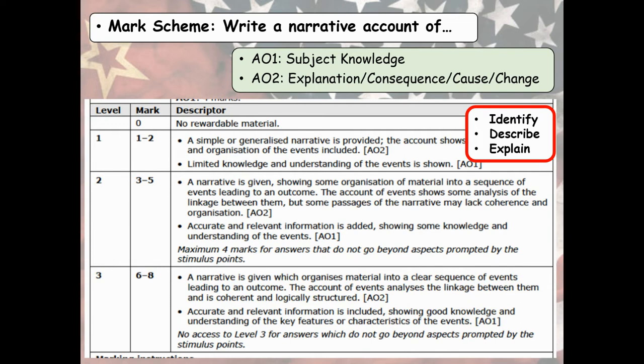So mark scheme, you have very similar AOs to the previous question, the consequence question. You have AO1, which is your subject knowledge, and then you have AO2, which is an explanation of consequence or cause or change, how something was impacted by another event or another person or thing. So you identify, you then describe. We're talking about our AO1s. And then you are explaining with clear links between each of the sequences of events. So there is a clear connection between your start, middle, and end events that you're talking about.